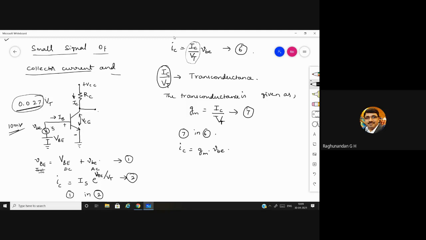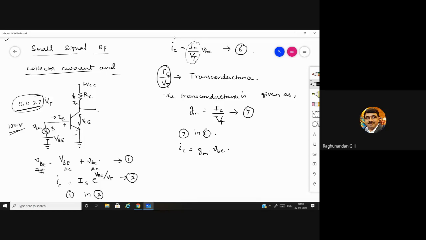So these are the relationships which we obtain in this particular derivation, the collector current and transconductance. If they ask you to derive the expression for the collector current and transconductance, or to derive the relationship between collector current and transconductance, you have to do all these things. I'll just summarize what we did in this topic.